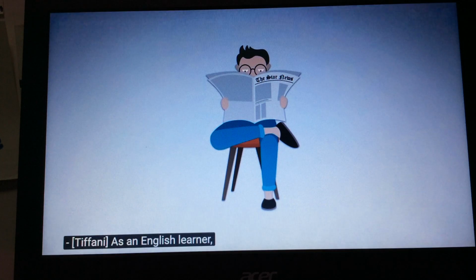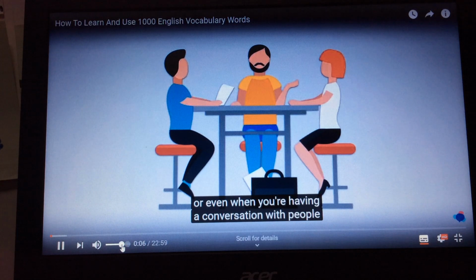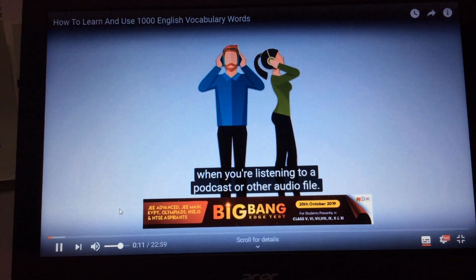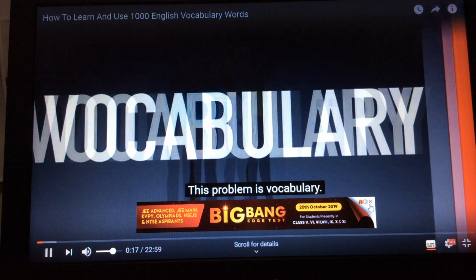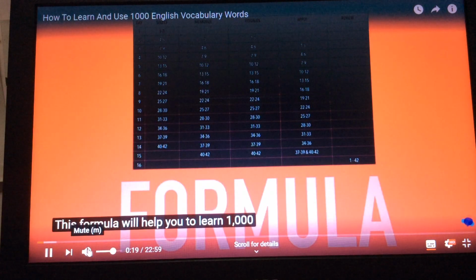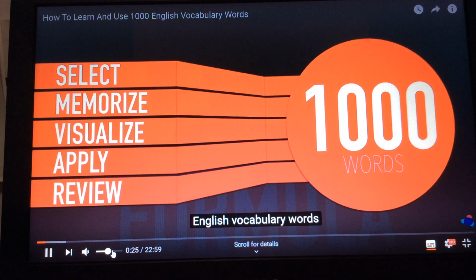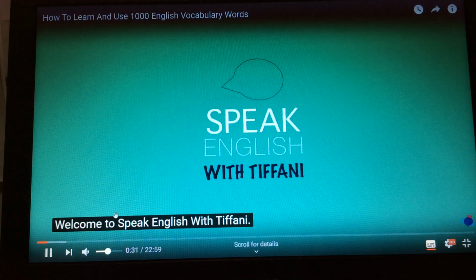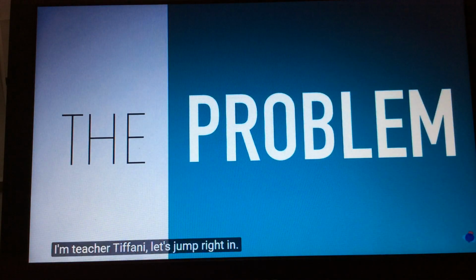Wait. As an English learner, you sometimes experience a problem when you're reading something, or even when you're having a conversation with people, and even sometimes when you're listening to a podcast or other audio file. This problem is vocabulary. But there is a formula. This formula will help you to learn 1,000 English vocabulary words. And that's what I will teach you today. Welcome to Speak English with Tiffany. I'm Teacher Tiffany. Let's jump right in.